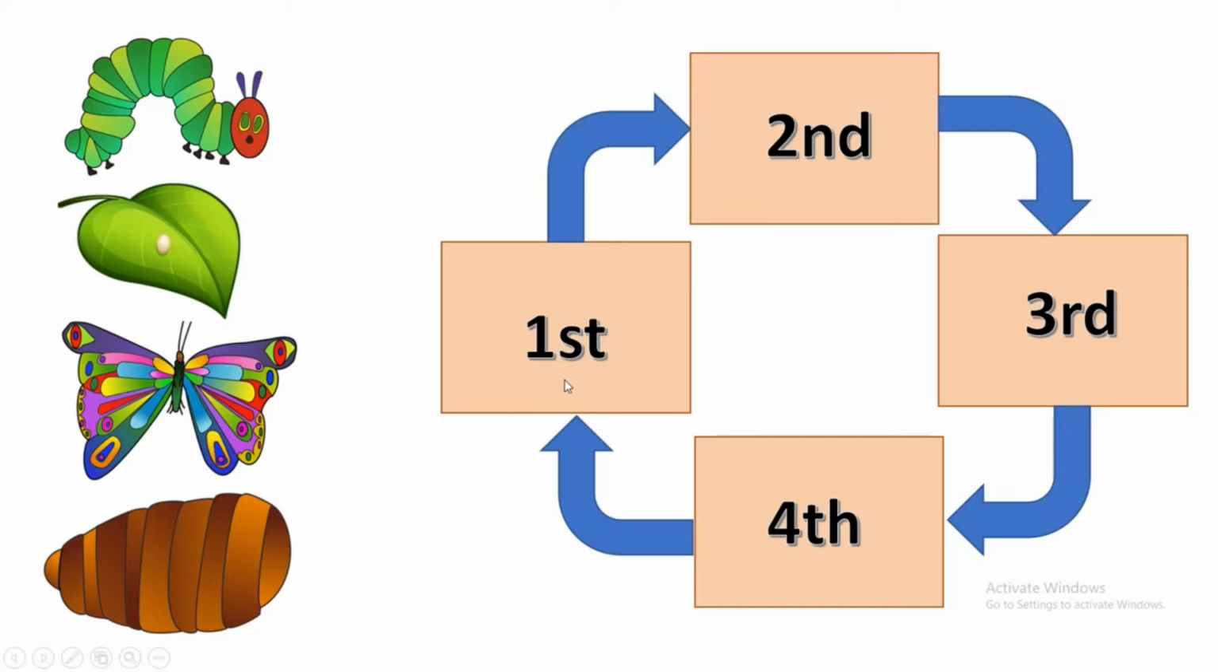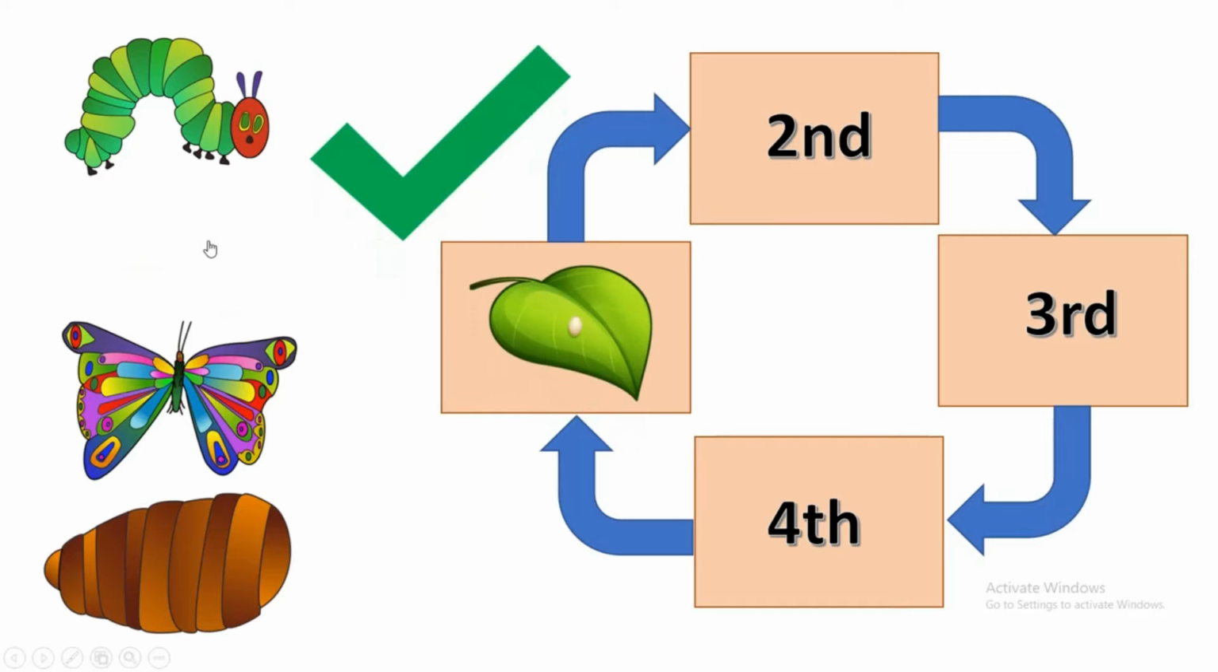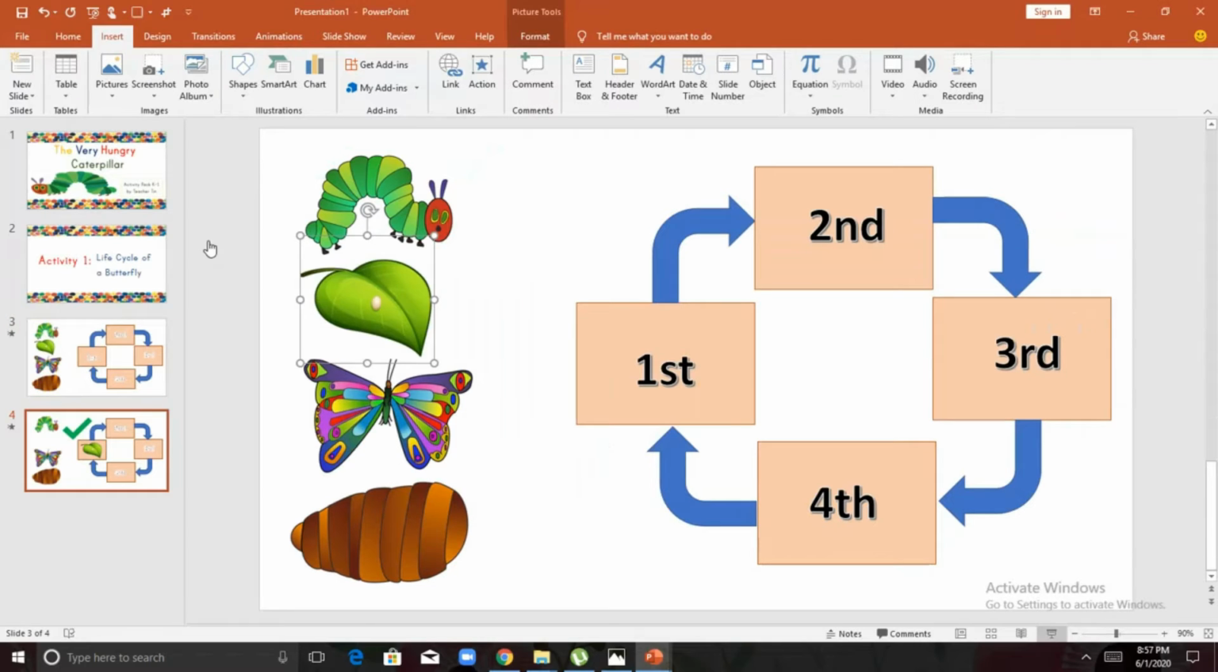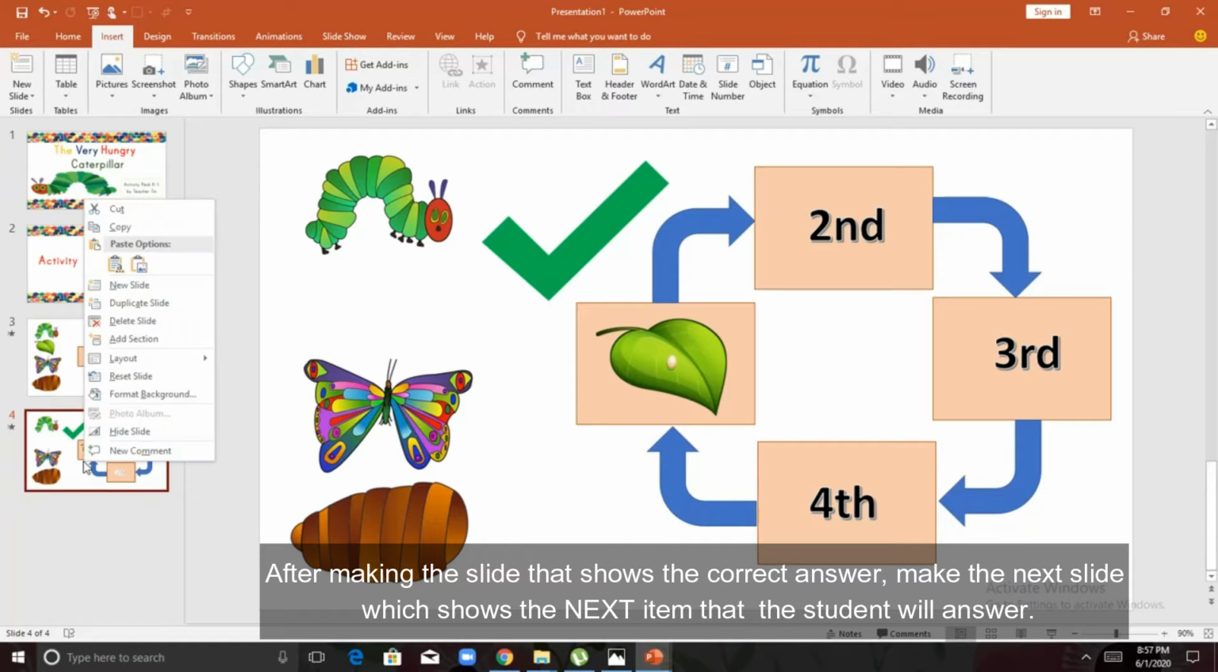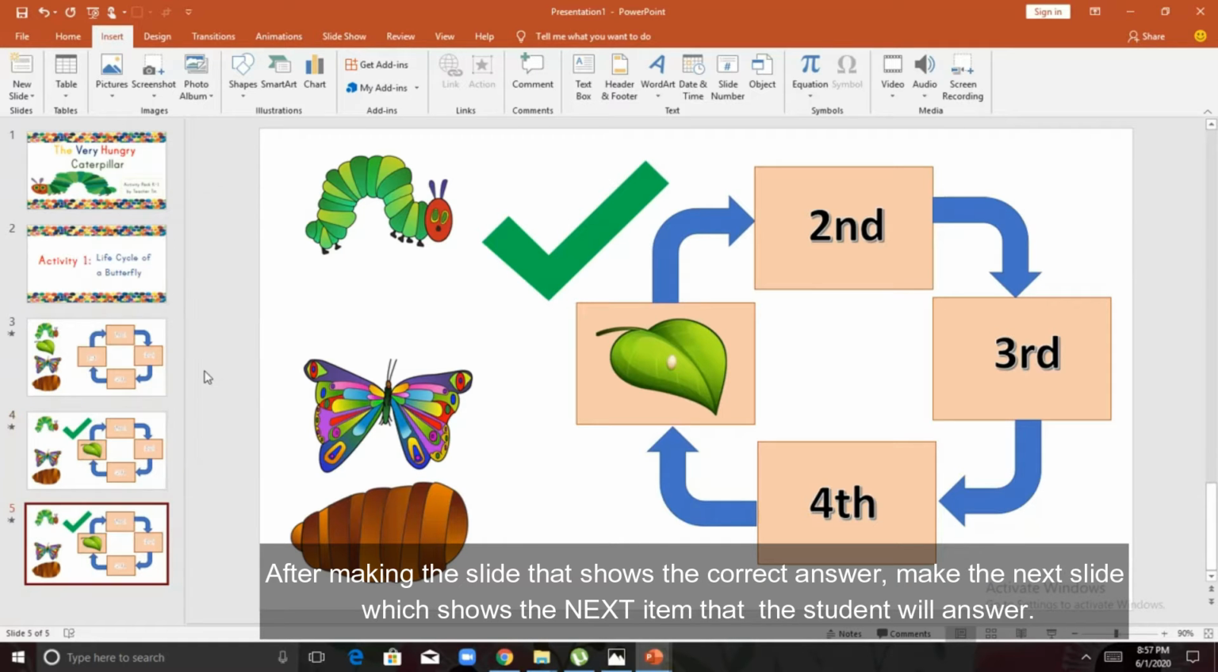Okay, so we saw that first, and then let's click the correct answer, which is the egg on the leaf. What will happen? See? It shows the correct response. Good job! Now, what we want to do is that the kid will proceed to the next slide. So let's make another copy of this one, but this time, we take out the check mark. This is what he's going to answer next.